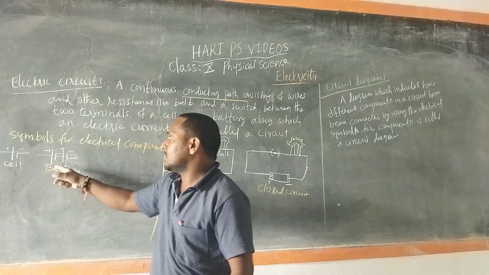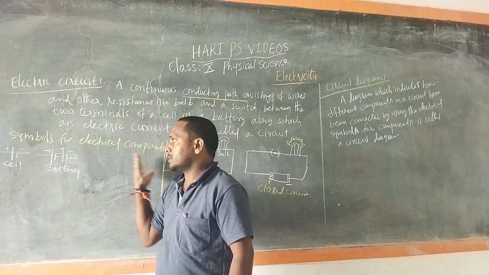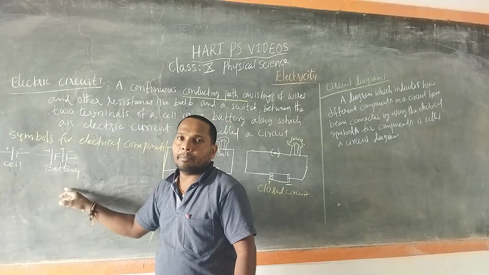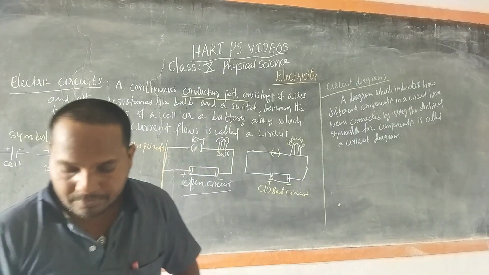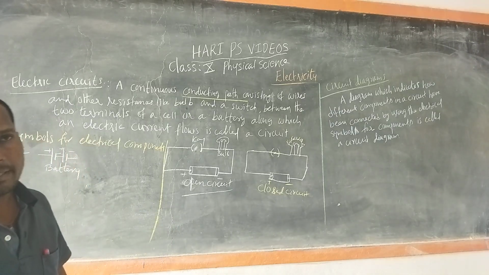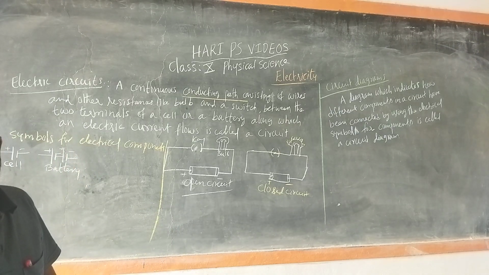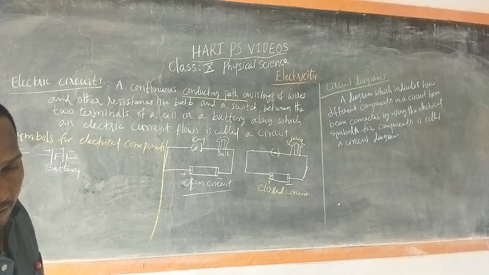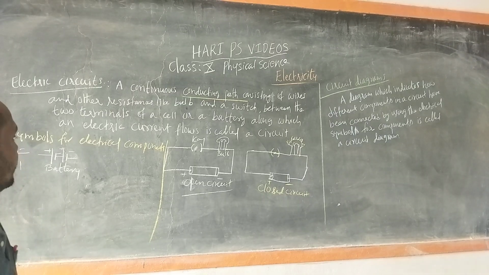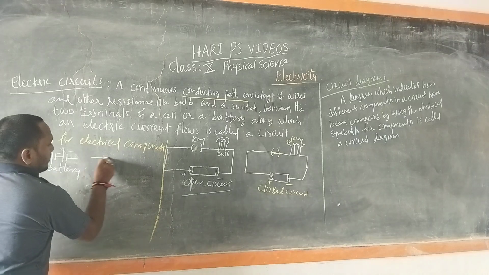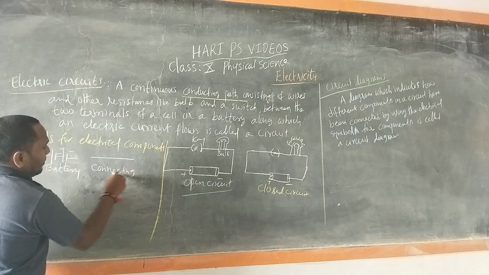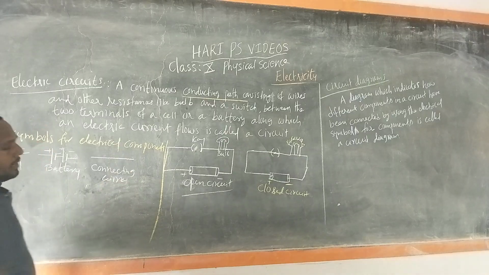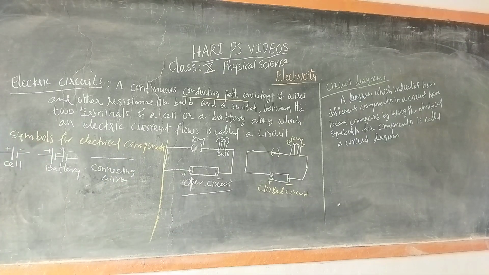When two or more cells are connected in a line in series, then we can say that they are a battery. So a battery is the combination of two or more cells connected in series. Then the connecting wire: if you draw this line, that is a connecting wire.